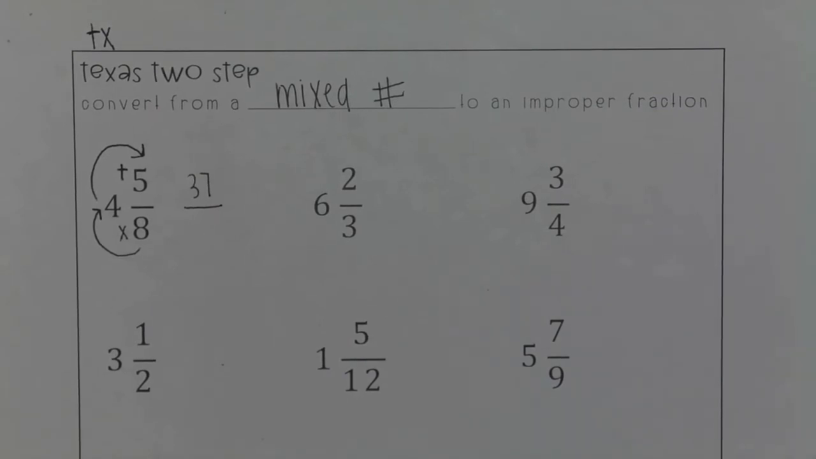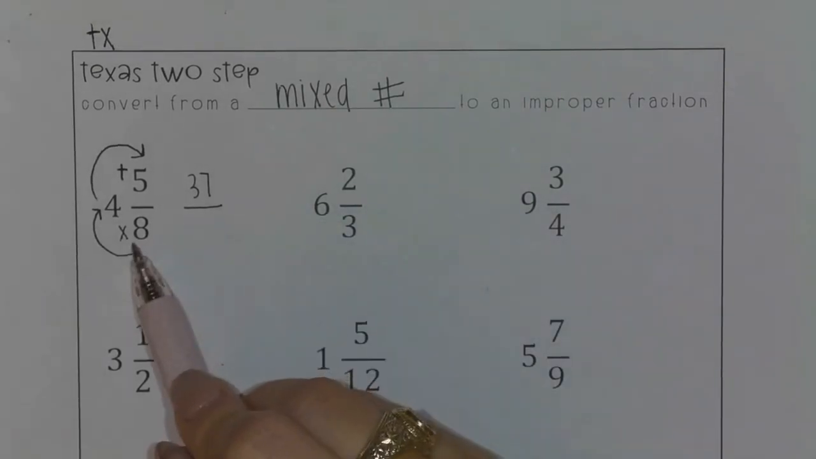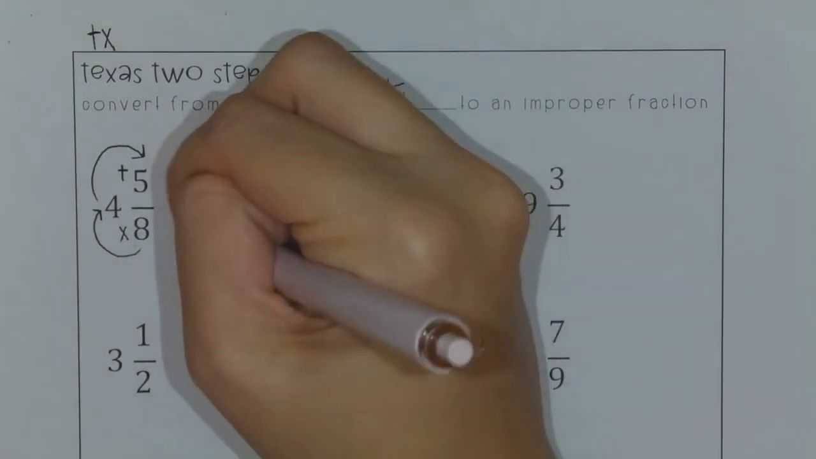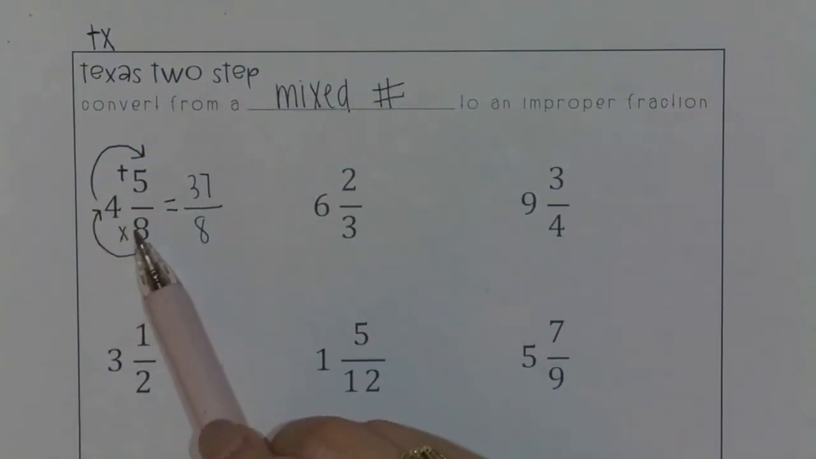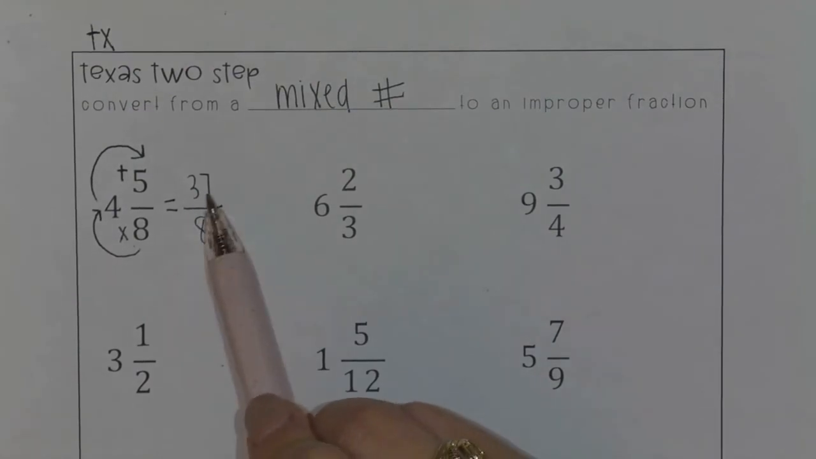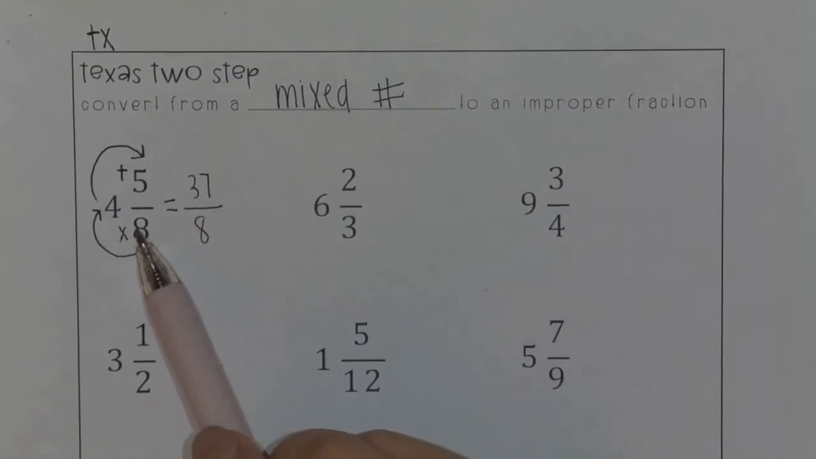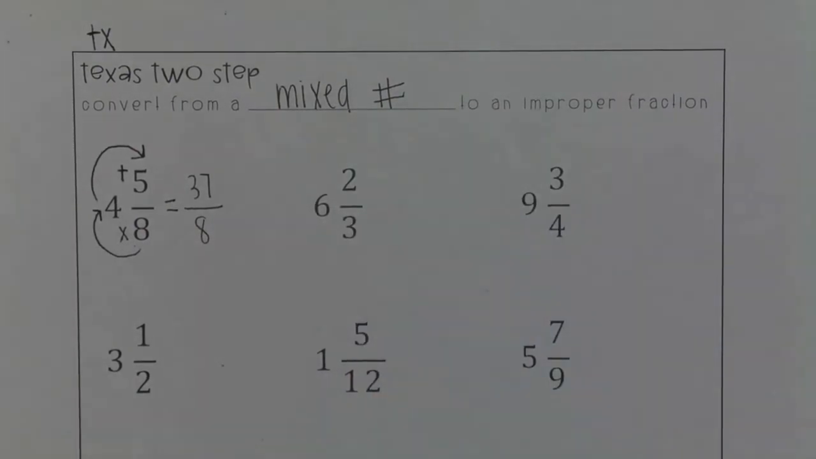With my Texas two-step, the denominator always stays the same. So if my denominator was 8 in the mixed number, it's going to stay 8 in the improper fraction. So 4 5/8 is equivalent to 37/8. One's just a mixed number and one is an improper fraction. Let's move on to our next problem.